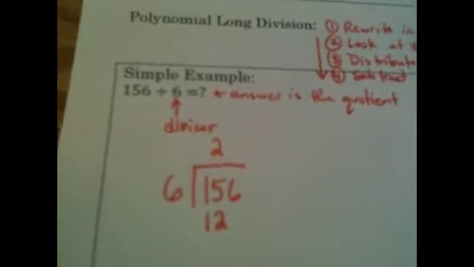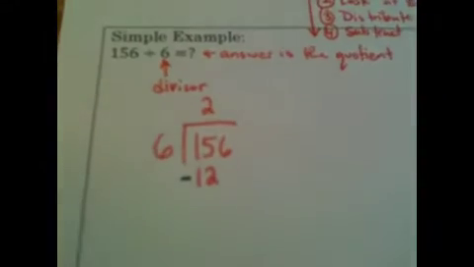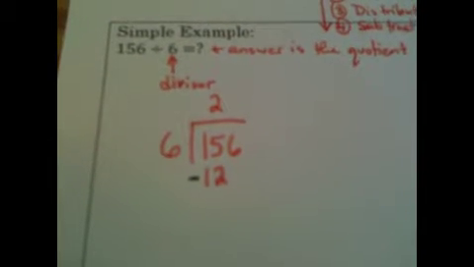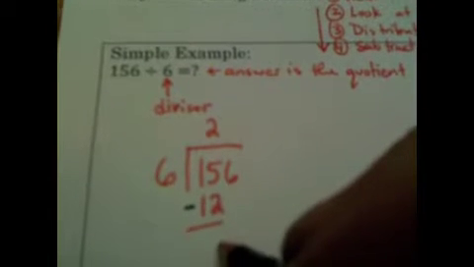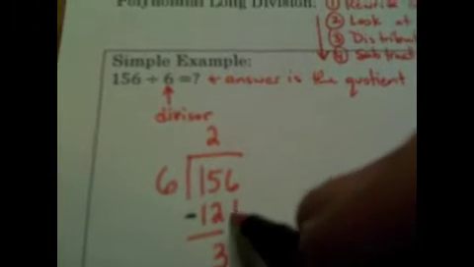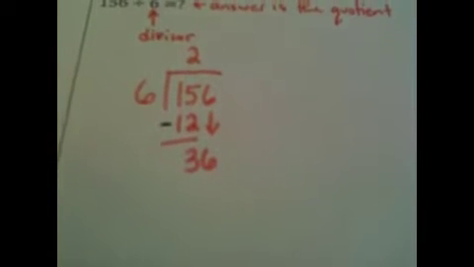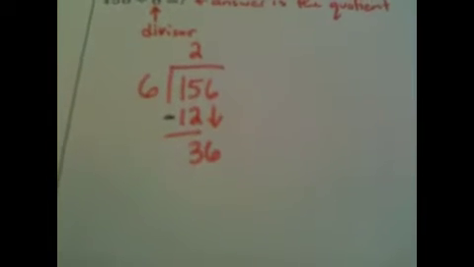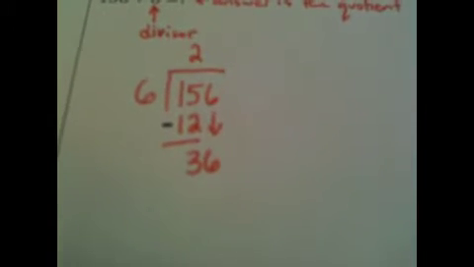Step 4 says to subtract. So the key component here is that we are subtracting. I'm going to change colors there just to show you that we are subtracting. Then I'm going to actually do the subtraction and get 3. And then we're going to bring down the 6. Maybe a step that I forgot to add in there is to subtract and bring down. Then we repeat the process again.